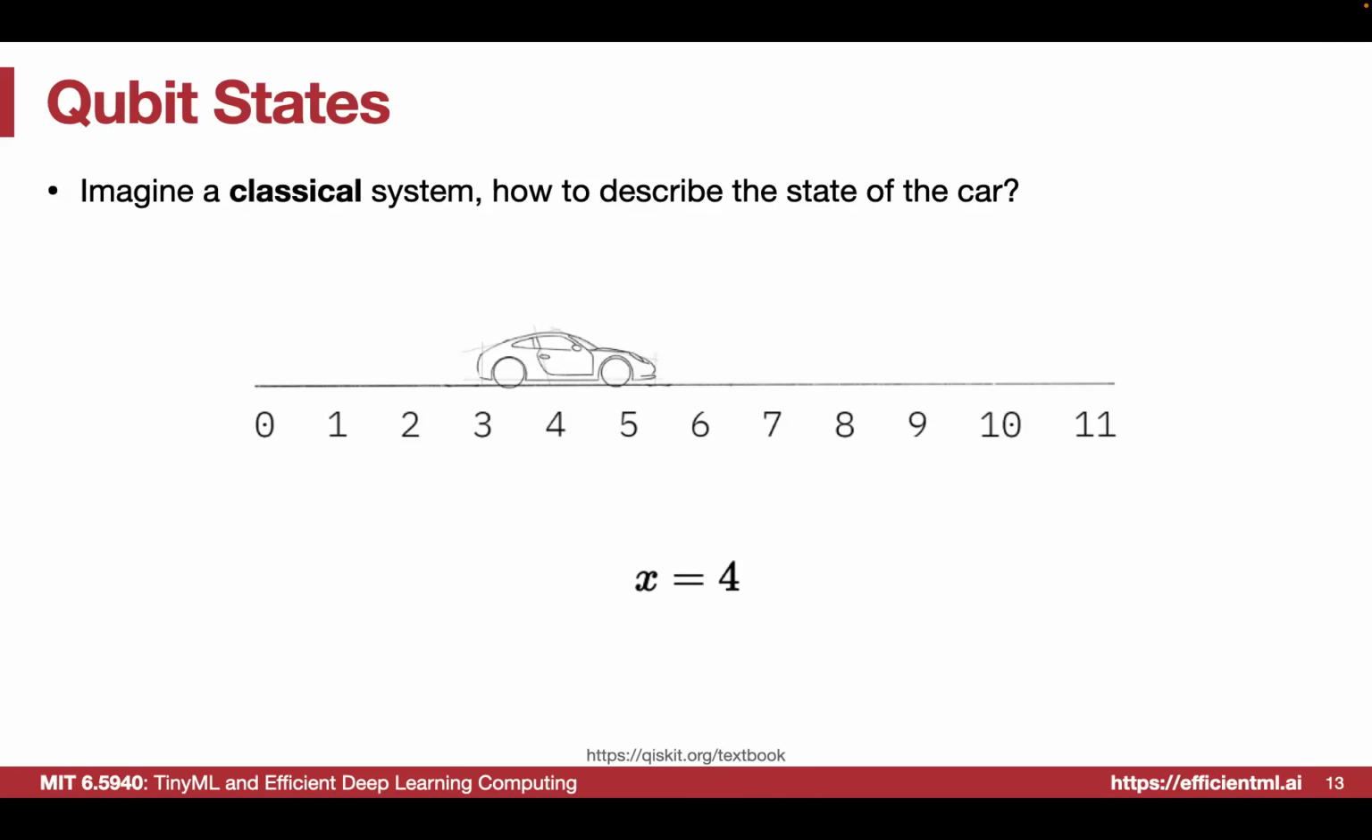Just like with a classical system, a car running on the road, we try to know what the current state of the system is, right? Imagine if it's just one dimension of the road, then we can just use the number 4 to represent all the information in the system, because the car is right now at 4, right?